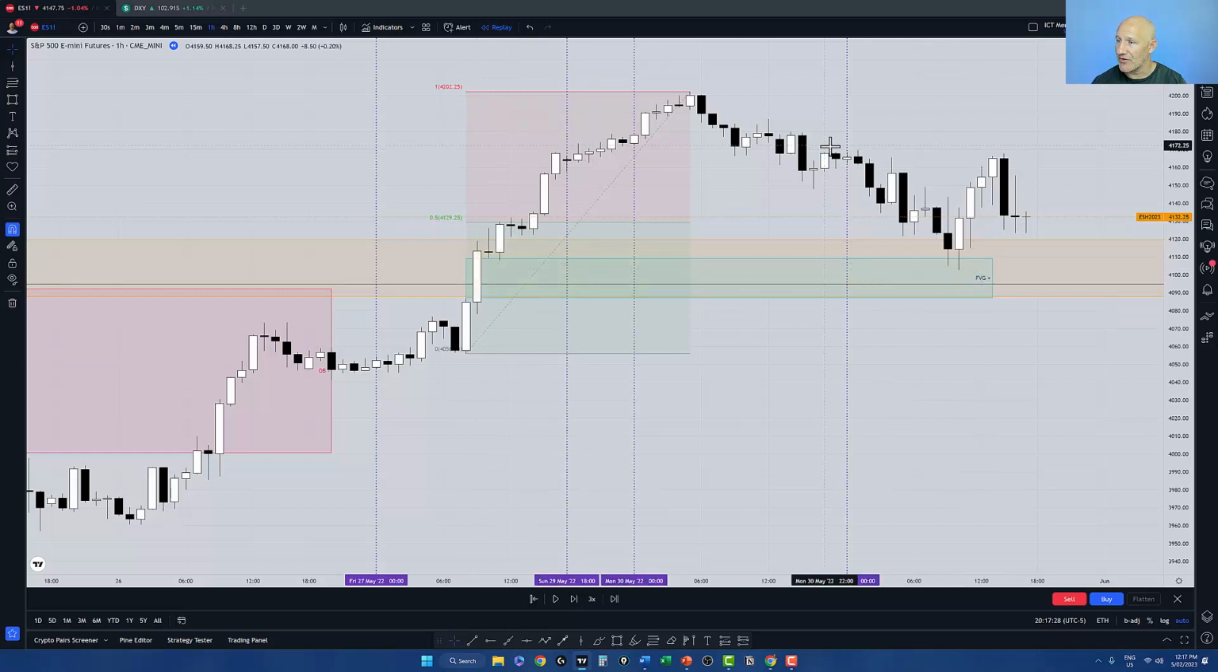And if we drag that across, you can see how the market on Tuesday, as we come into our 8:30 and 9:30 open, that the market trades down into that, and then we react strongly from that level.